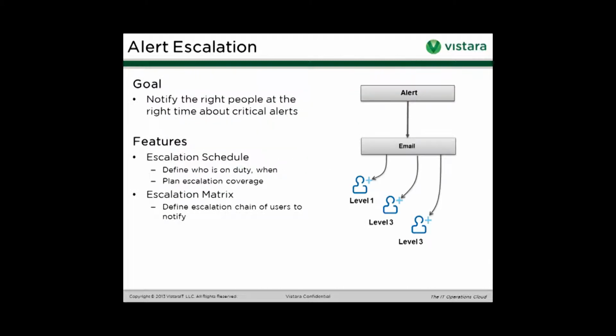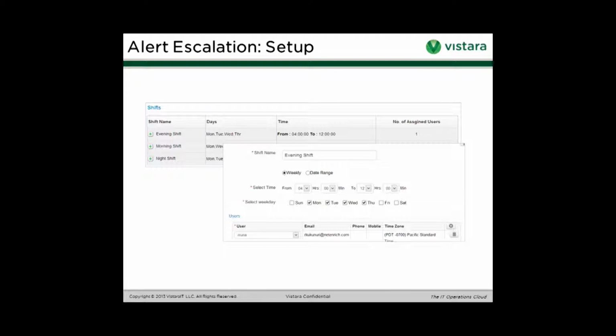So now let's talk about alert escalation. I've mentioned already that Vistara 3.0 gives you unified alert management across the private and public cloud. But of course, that's not enough. We also want the ability to automatically escalate alerts appropriately based on rules. So Vistara 3.0 gives you the ability to define an escalation schedule. You can create a set of shifts, and then for each shift, you can define who's on duty and who alerts should be escalated to according to a set of rules. You can define an escalation matrix that creates a chain of users who will be notified as alerts of various severity come in. So here's a screenshot of the alert escalation setup page.